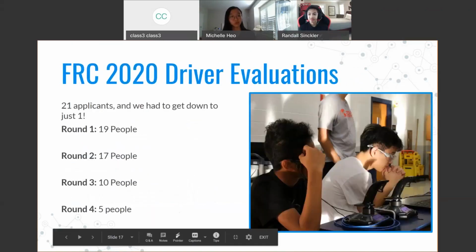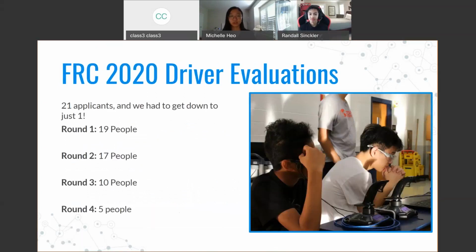In our FRC 2020 evaluation process for drivers, we had a total of 21 applications, which was a solid fourth of our team, and we had to get down to just one person. The process took 2 weeks from start to finish, and here were our general numbers for each trial.